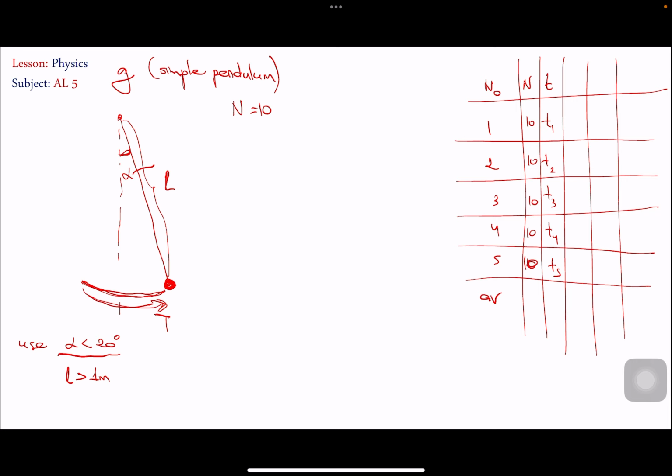Now, when you make the revolutions here, of course, you can find the period because you measure the time. To find the period, you use the formula T equals total time over number of revolutions. Of course, that will be always 10, but the time will change. So this time will always change.